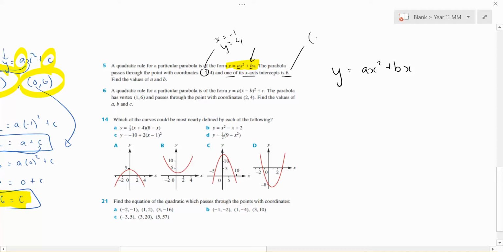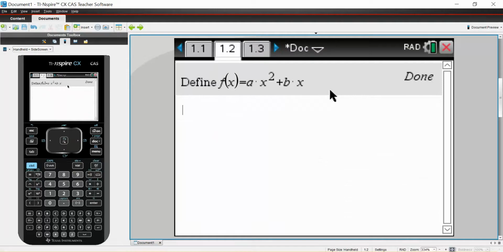And it says one of its x-axis intercepts is 6. Now we know that to find your x-axis intercept, if x is 6, then y has to be 0. Anytime you want to find an x-intercept, you let y equal 0. So I do have another coordinate: when x equals 6, y equals 0. So that's my second equation.